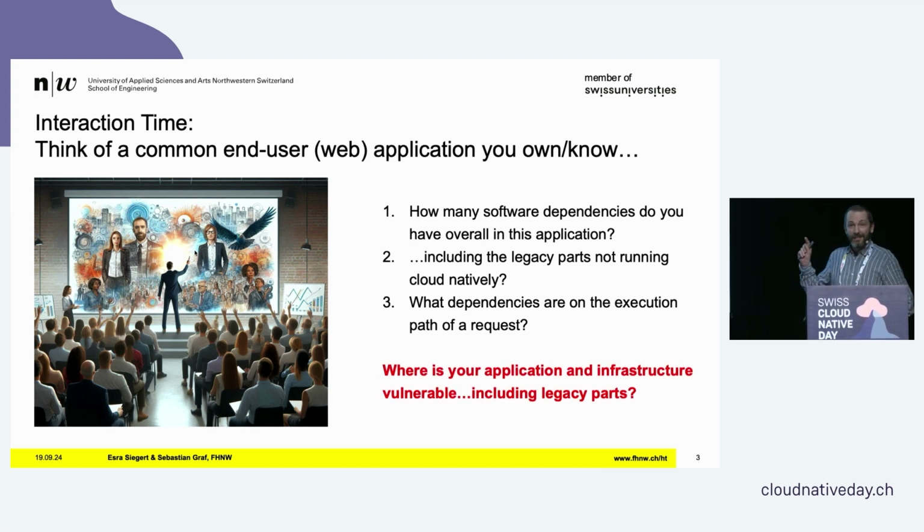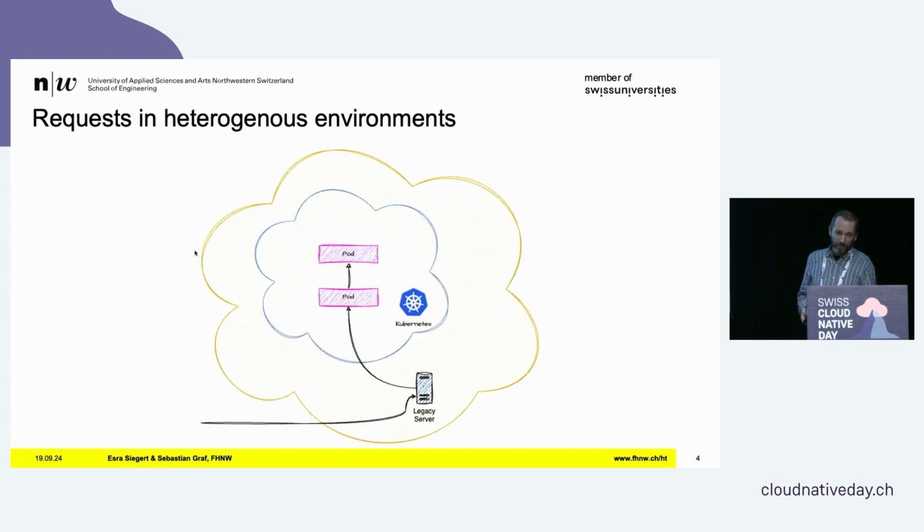Because the number of dependencies is the answer to these questions. These are the number of possible vulnerabilities over time, including the legacy parts. So it's quite easy to just take a look at the cloud native part as such, but to be honest, well, it's not a holistic view. Because over here we got a short sample.